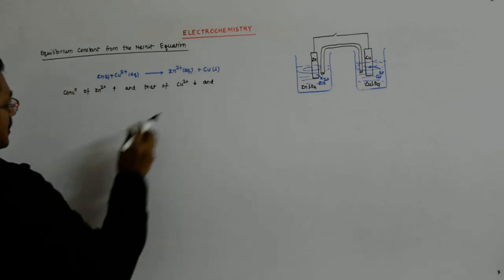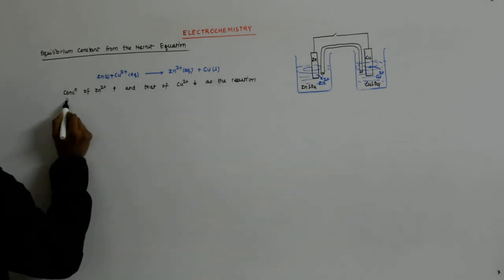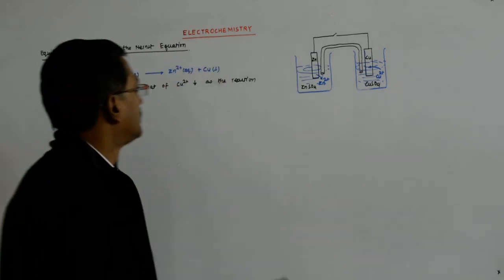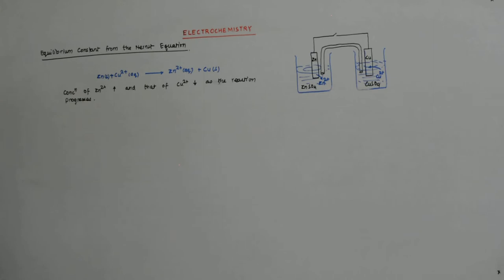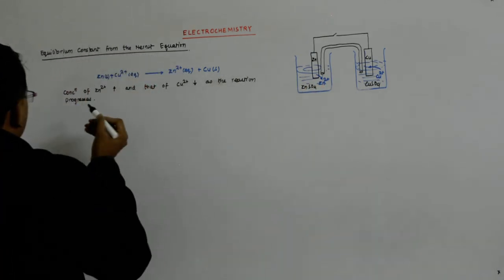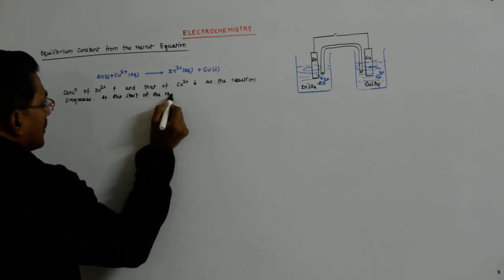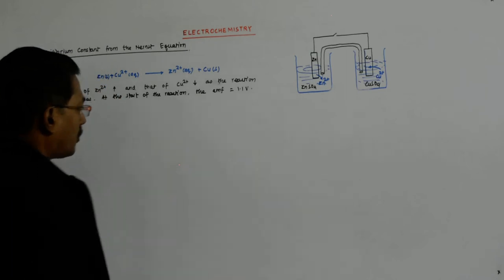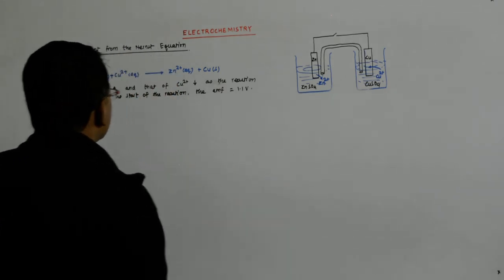And as the reaction progresses, now what happens? When you, in the first go, you had put in this and you would have measured the potential difference, then potential difference at t equal to 0 would have been 1.1 volt. At the start of the reaction, the EMF is equal to 1.1 volt. But that is at the start.